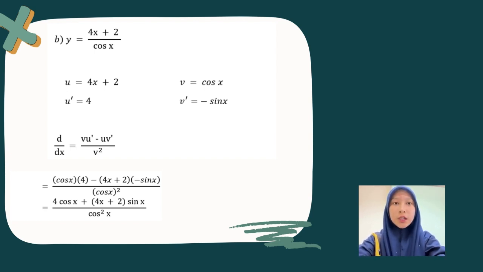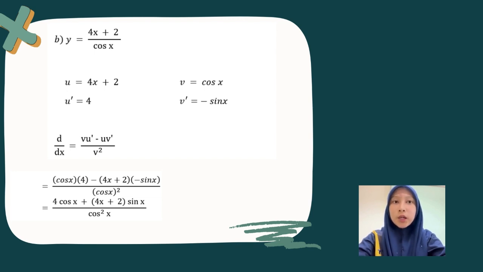The function given is y equals 4x plus 2 over cos x. When we get a rational function like this, we know that we need to use the quotient rule to solve this question. For the first step, we let u equal 4x plus 2. u prime is equal to 4. For v, we let v equal cos x, and we differentiate cos, we will get v prime equal to negative sin x.